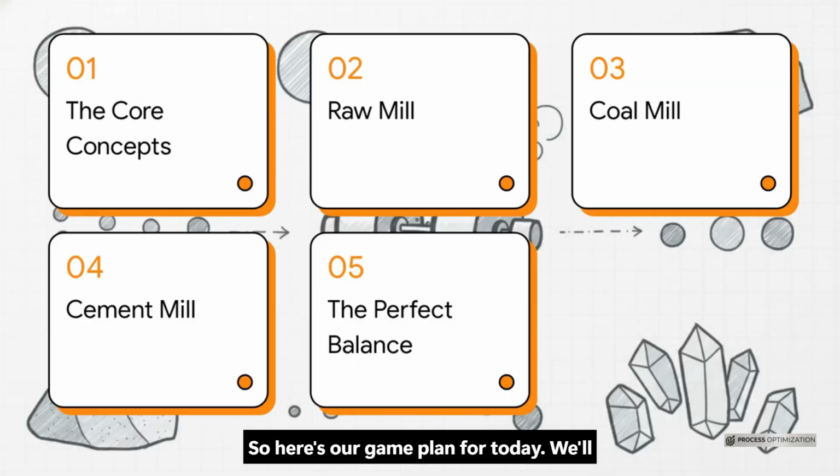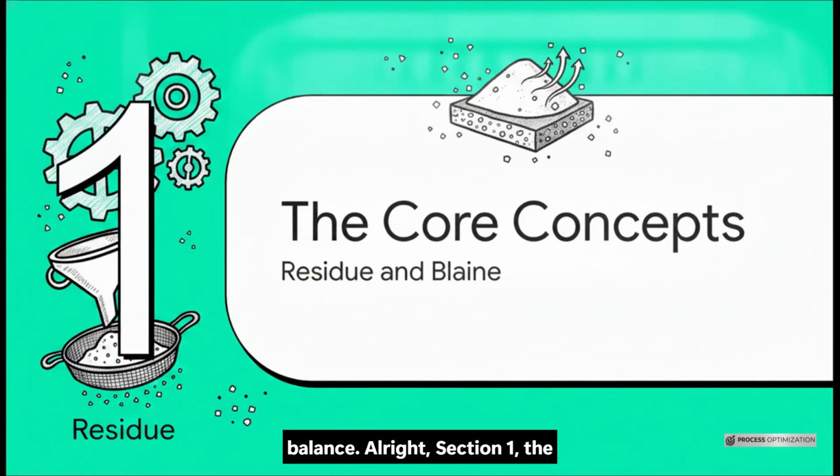So here's our game plan for today. We'll start with the core concepts, move to the raw mill for an early warning, check out the coal mill where we feel the fire, hit the cement mill for the dual approach, and finally look at finding the perfect balance. All right, section 1, the core concepts, residue and Blaine.